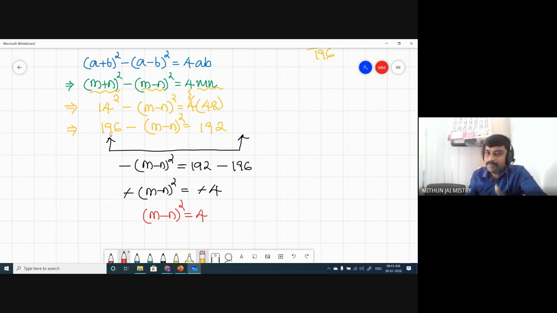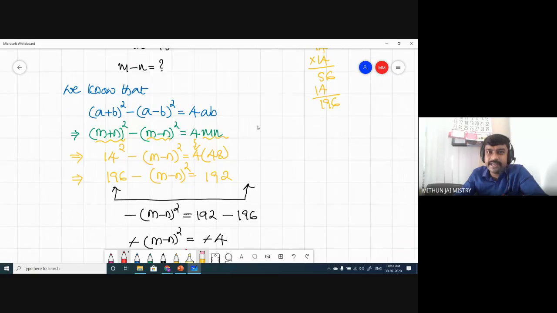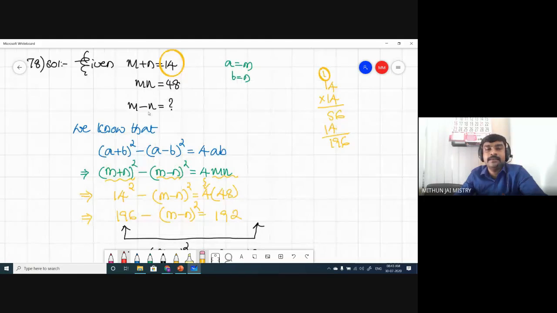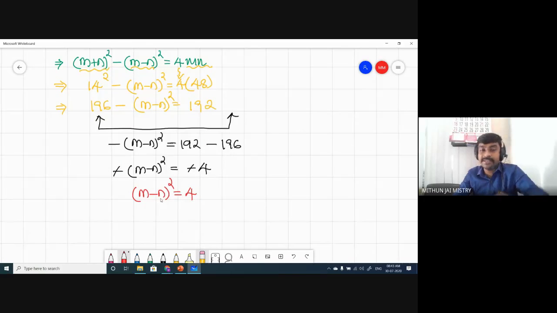Done? But do you think we want (m minus n) whole square? No, we want m minus n. So what is extra other than m minus n? The whole square is there. To cancel this whole square, what should we do? Very good, great.